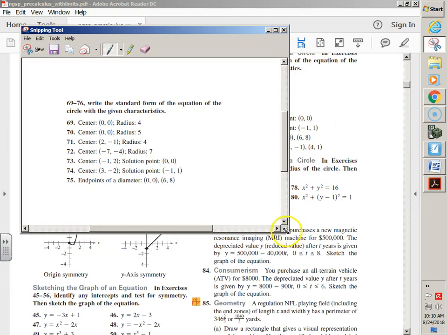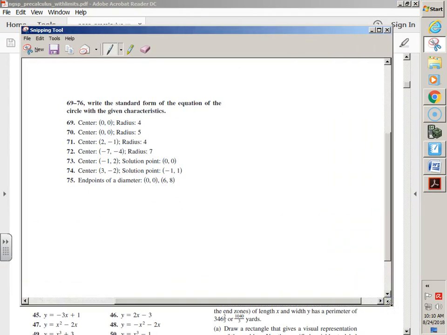Yeah, across, all the way across, right? Radius is from the center out to the edge to whatever solution point. It's always the same. But diameter is all the way across. So if in number 75 they give us these 2 points, if you want to be snazzy, you can totally visualize this.